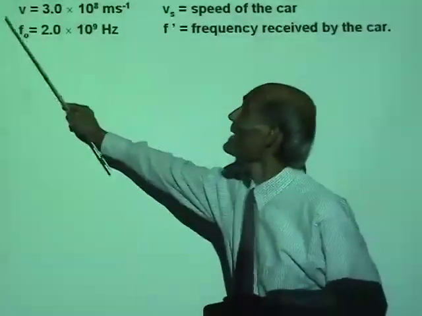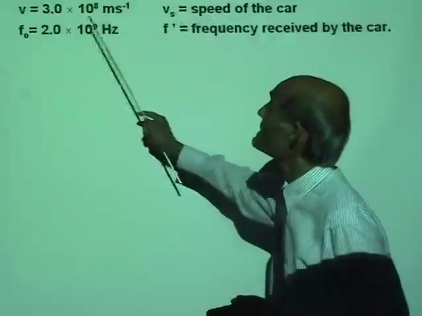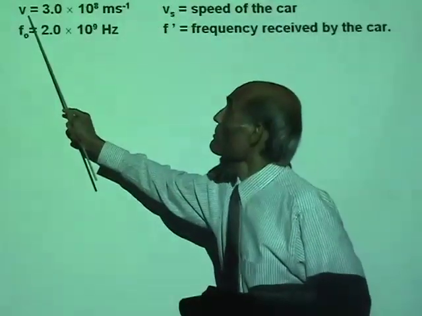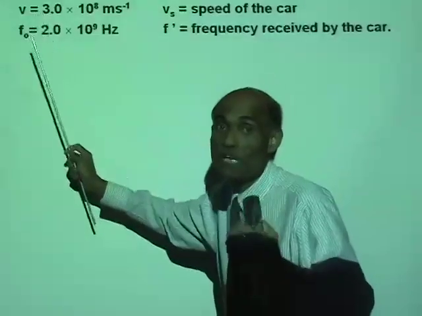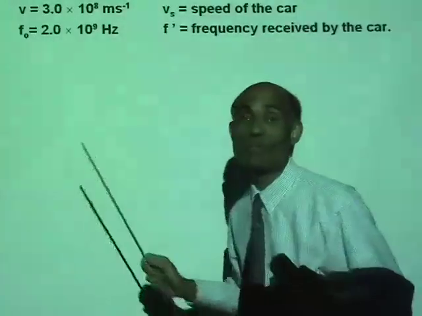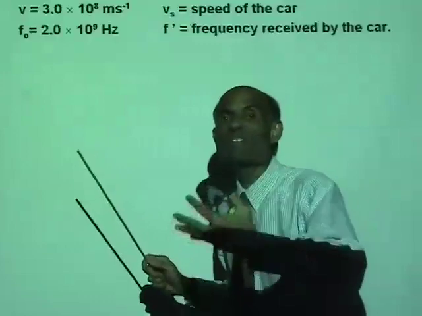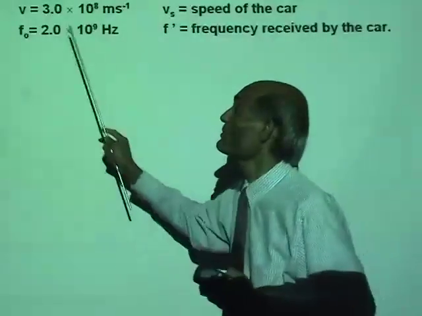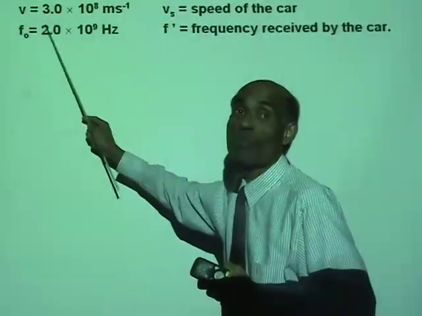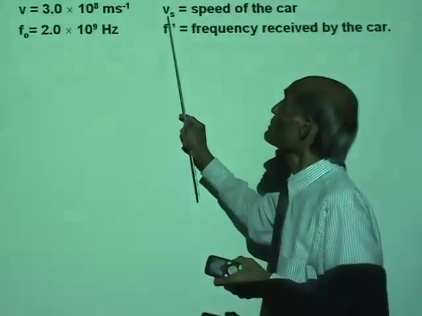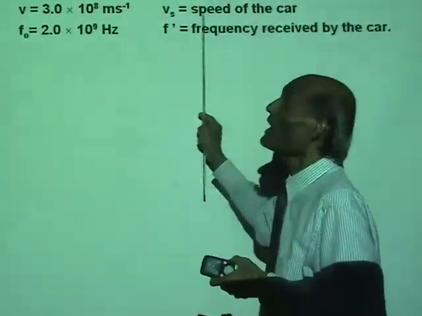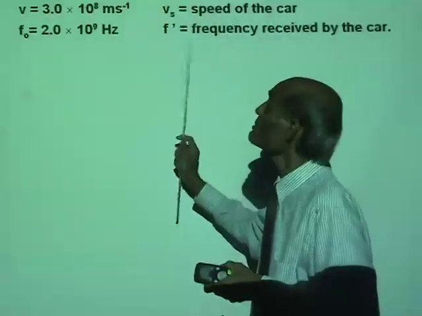Alright, so here again we have the data. What are the data? The speed of the waves. The waves are actually light waves or microwaves, and the speed of the waves is 3 times 10 to the 8 meters per second. The speed of the source is what we want to find. That is what we need to find.